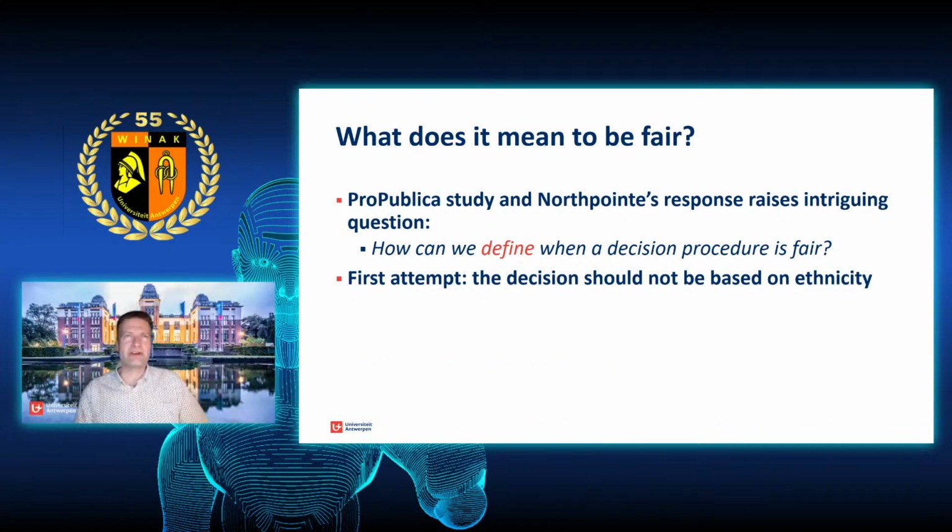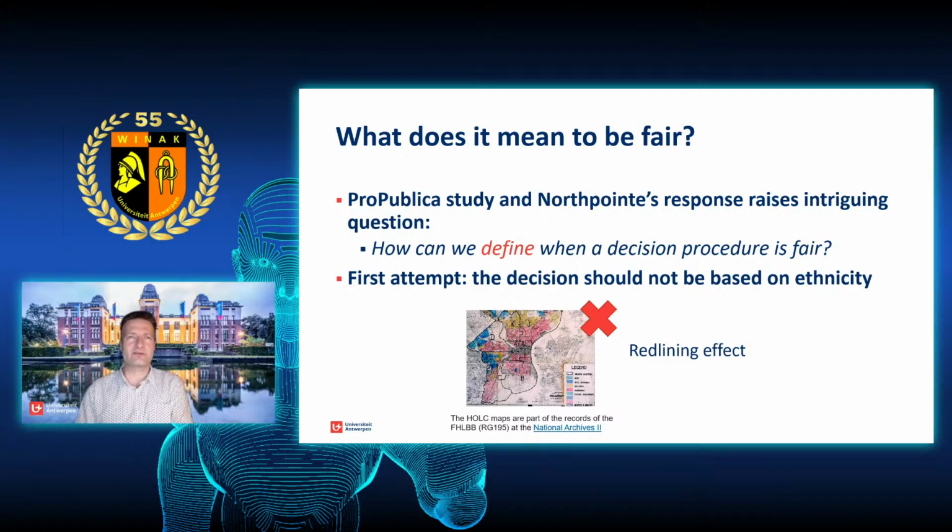So this raises a very intriguing question. What does it actually mean to be fair? Does it mean that we need to be calibrated, or does it mean that we need to be fair according to what ProPublica was giving? So a first attempt could be to say, okay, we're fair if the decision is not based on ethnicity. In this particular case ethnicity, in the case of jobs gender, and the decision should not be based on ethnicity.